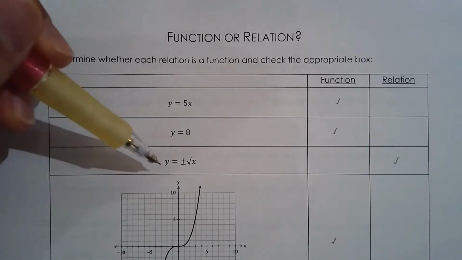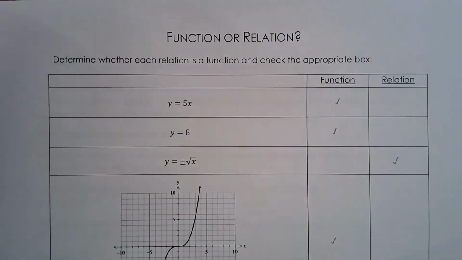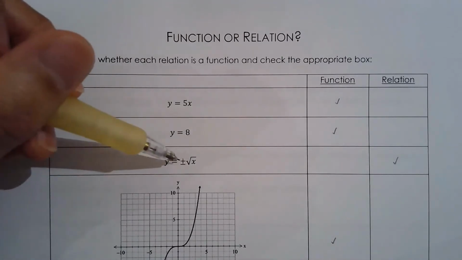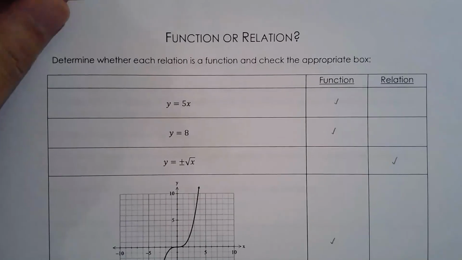Now here, plus or minus root x, that is a relation. That is a relation because you can obviously tell from the equation, when you sub in a value of x, you can potentially get two different values for y.